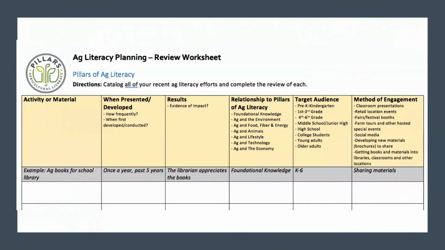So if we look at this table, first, there's an example here. You'll list, this has Ag Books for School Library. That's the resource that we have. When was it presented and developed? It's about 5 years old and we use it once a year. What are the results of it? The librarian appreciates that we give these agriculture books to the school library. Relationship to pillars of ag literacy, so that's what we were just talking through. This just really hits that foundational level of knowledge. And then target audience is K through 6, and the method of engagement is simply sharing materials, sharing resources.